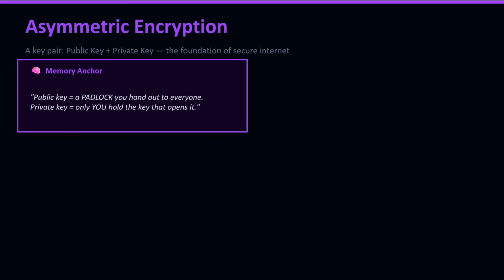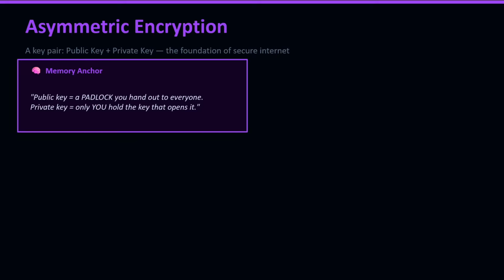To remember asymmetric encryption, imagine a padlock that anyone can click shut, but only you have the key to open it. You mass produce these open padlocks and hand them out to everyone. This is your public key. Anyone who wants to send you a secret message puts it in a box, clicks your padlock shut, and sends it to you. Now only you can open it with your private key. That private key never leaves your possession, ever.